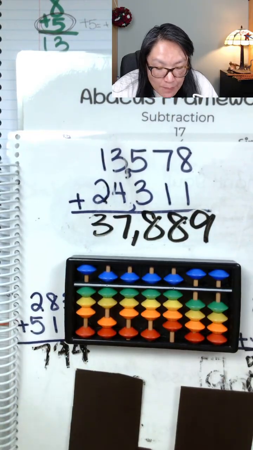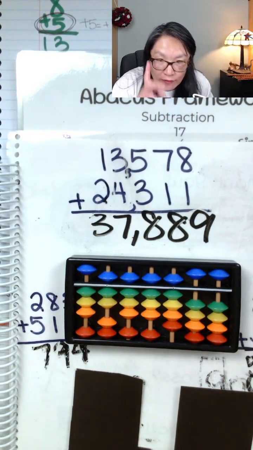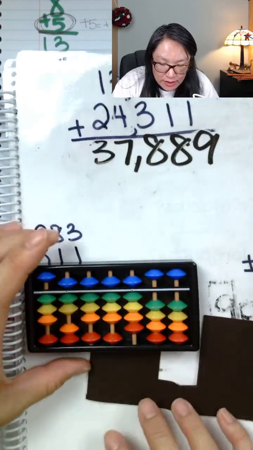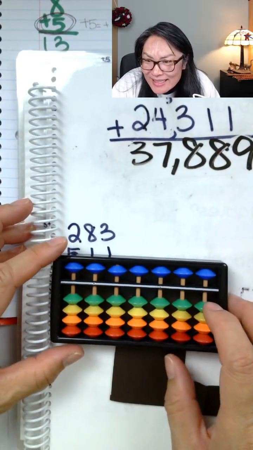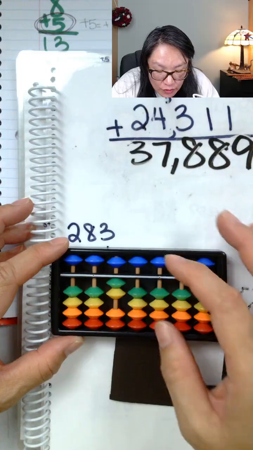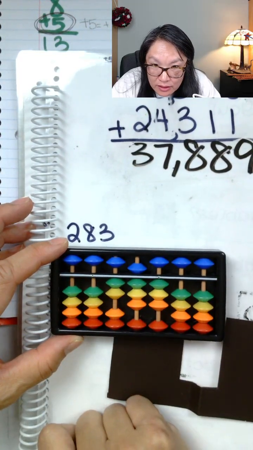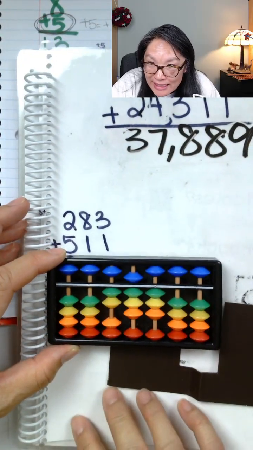It doesn't matter how big the numbers are because we know the fundamentals. We can do 3-digit. Here's my 3-digit. This is easy. There's no need to do friendly numbers, right? We have 283.